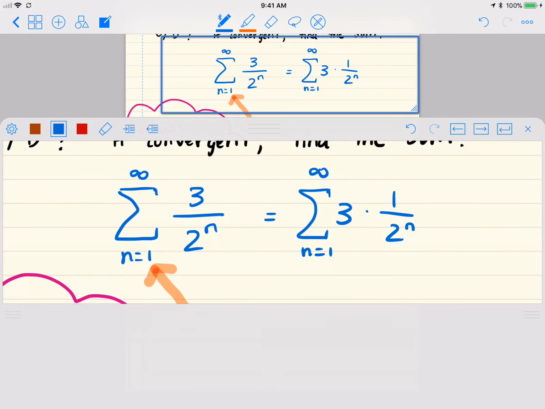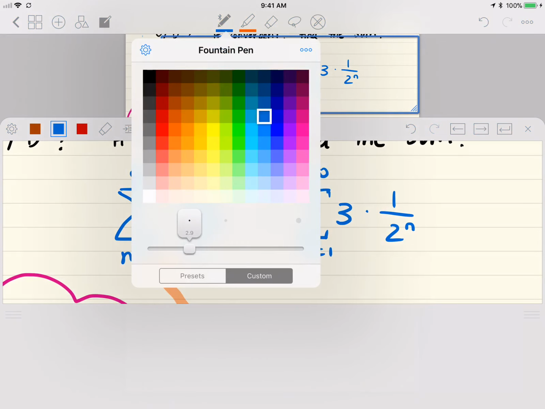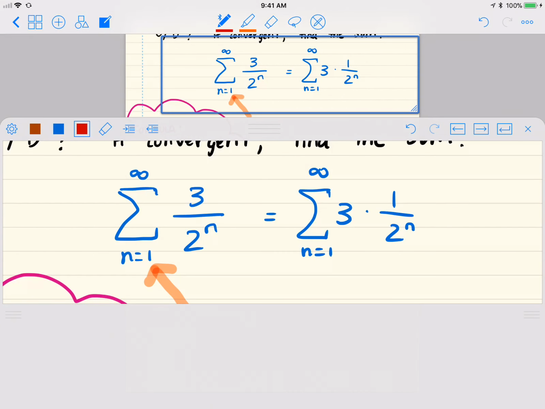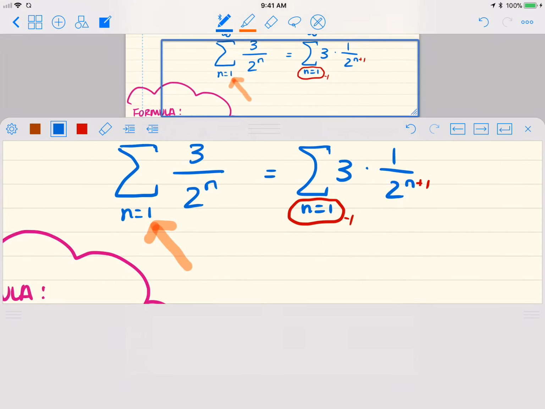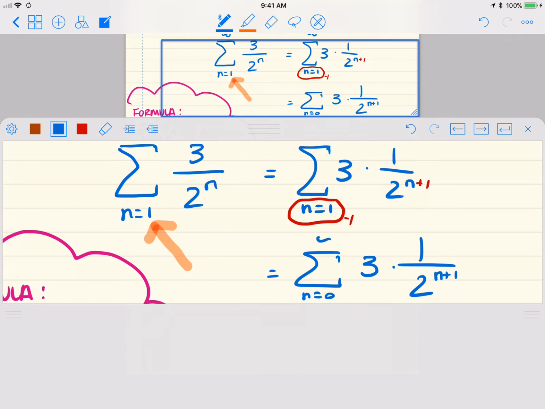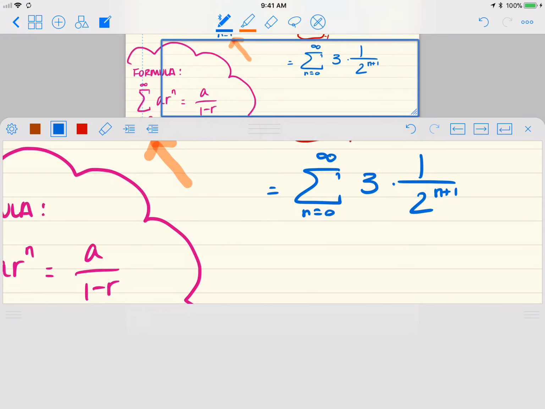Okay, now we talked about re-indexing sums. This n equals 1, I need this to start at 0. So I want to subtract 1 here, which means I need to add 1 here. Does that make sense? So this series is the same as if I start at 0 and I have 3 times 1 over 2 to the n plus 1. Okay? And now I can rewrite this as the sum n equals 0 to infinity.